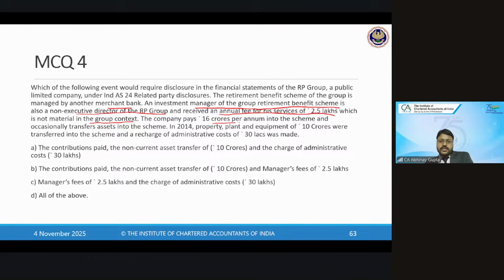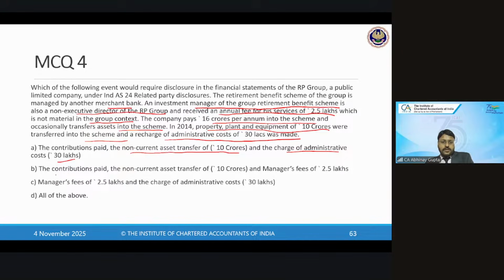The group pays 16 crore per annum to the scheme and occasionally transfers assets to the scheme. In 2014, property, plant and equipment worth rupees 10 crore were also transferred into the scheme and a recharge of administrative cost of rupees 30 lakh was made. The contribution paid, the non-current asset transfer of 10 crore and the administrative charge of 30 lakh is a related party transaction.